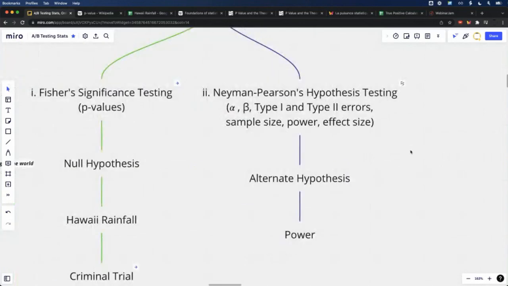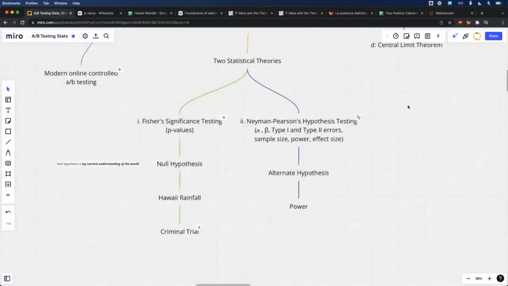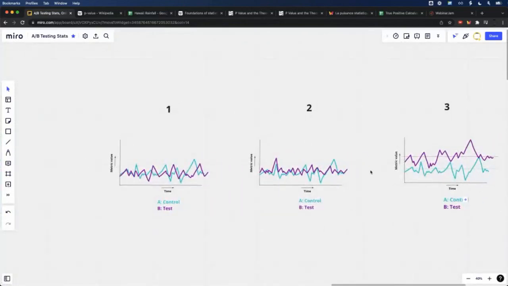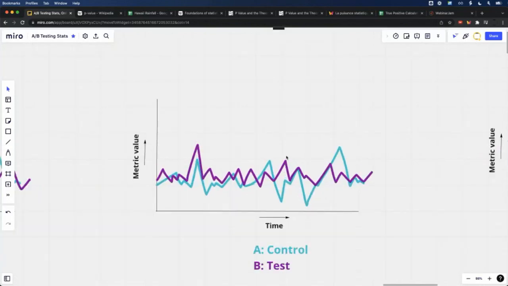For the simple explanation of type 1 and type 2 errors, I'll go back to these boards, to these charts. Let's take this one specifically.